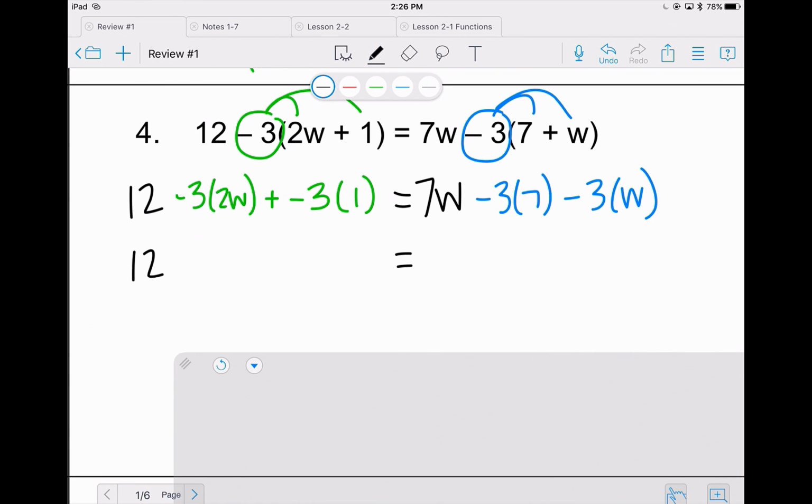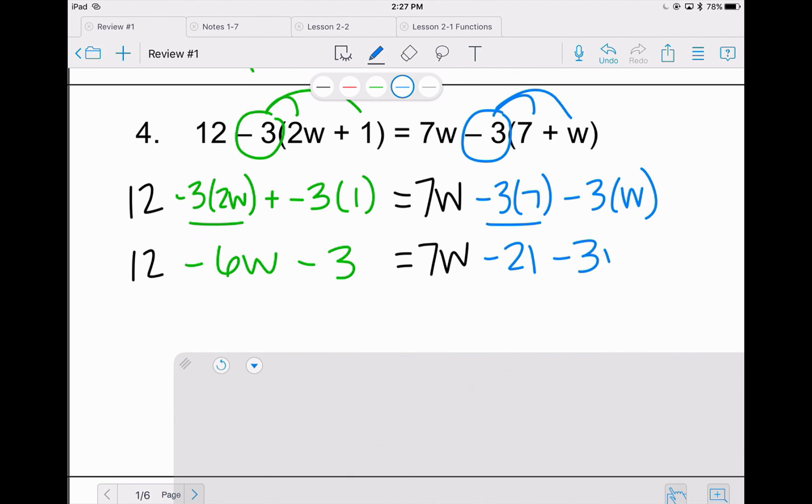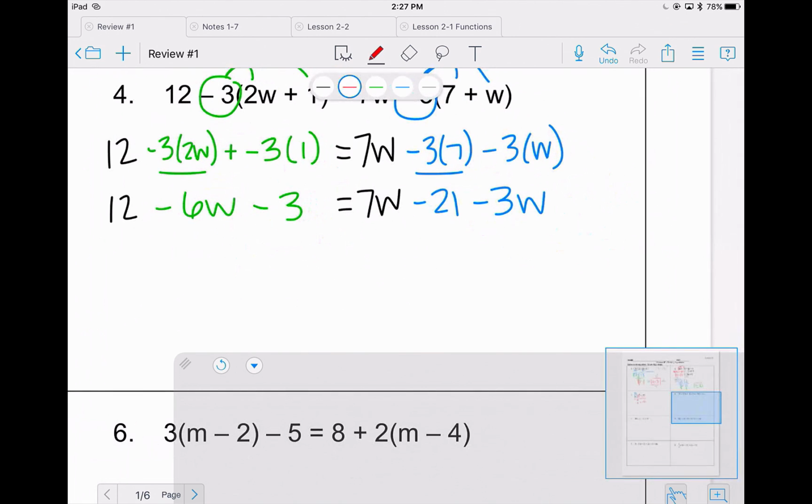And then to get rid of all the parentheses, negative 3 times 2w here is negative 6w, negative 3 times 1 is negative 3, negative 3 times negative 7 over here is negative 21, and then negative 3 times w is negative 3w. So I've gotten rid of my parentheses. Now I do have terms on both sides, but my first step is to combine them, because remember, when you start moving, you have to do the opposite, and you want to do as little moving as possible.